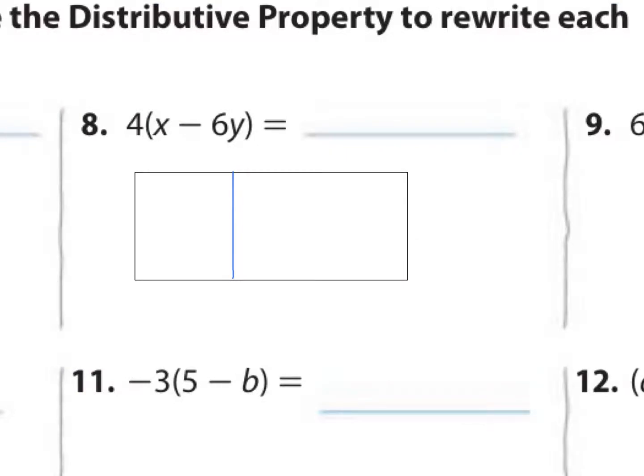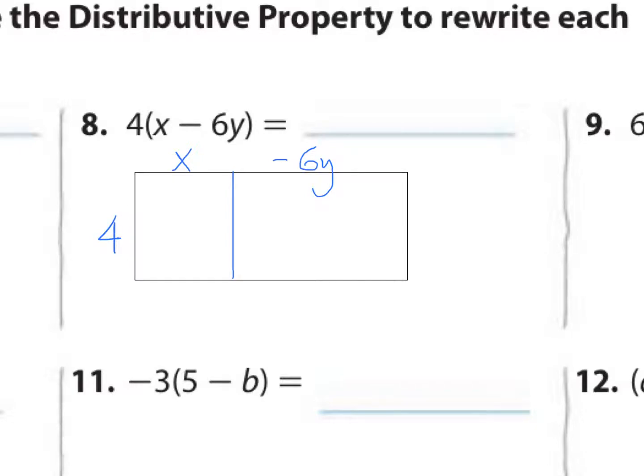Okay, so for number 8, I have prepared this rectangle. It's divided into 2 parts. Remember, you're going to put 4 as your width. So 4 will go here. And then x minus 6y is going to be your length. So this is x, and then minus 6y, so negative 6y like this. Now you find the area of each rectangle.